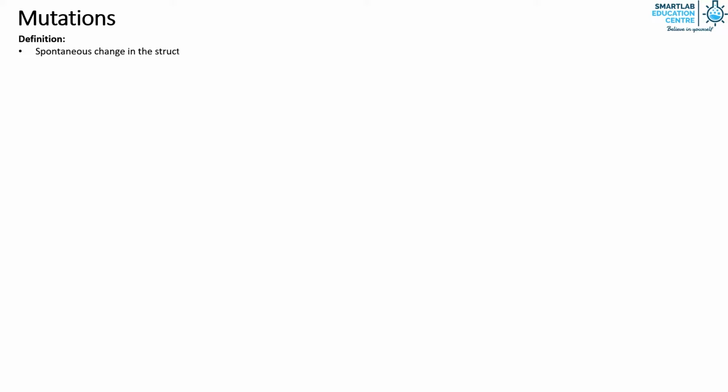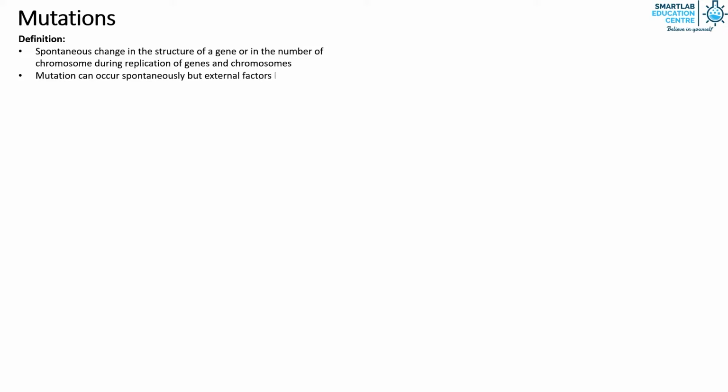What is mutation? Mutation is defined as the spontaneous change in structure of a gene or in the number of chromosome during replication of genes and chromosome. Mutation can occur spontaneously, but external factors known as mutagenic agents or mutagens may increase the rate of mutation. For example, radiation and chemicals.